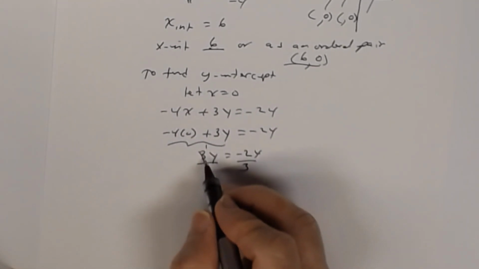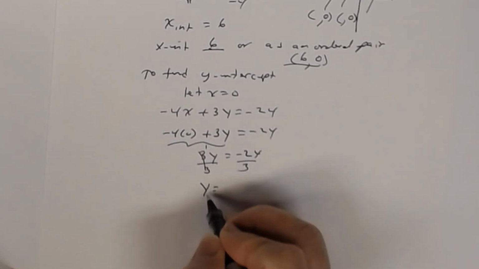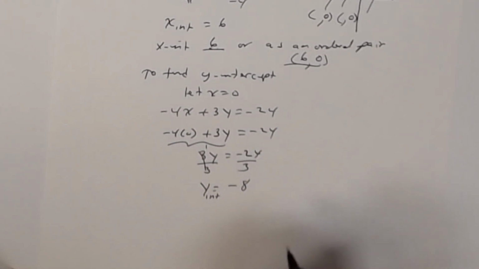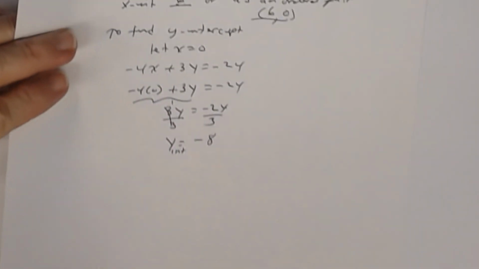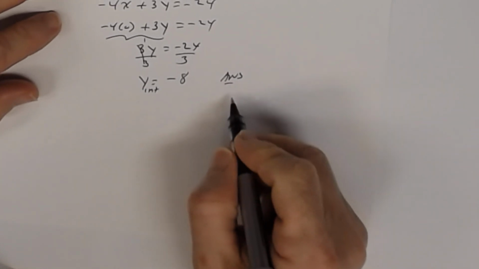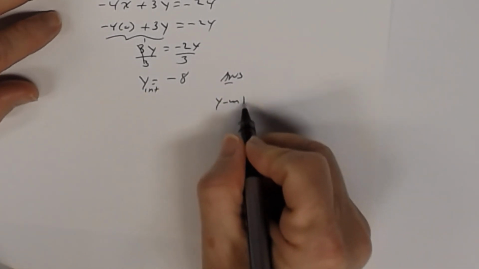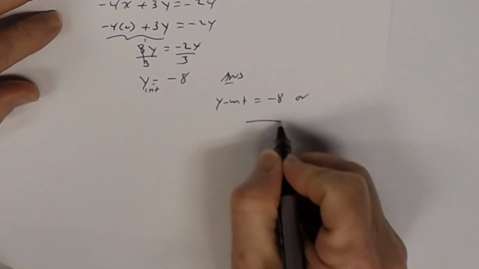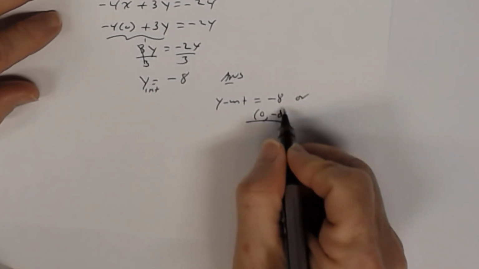3 divided by 3 is 1, and 1 times y is y. So I get my y-intercept to be negative 8, since negative 24 divided by 3 is negative 8. All right, now you're going to graph it. Oh, and by the way, how to write it: you would say y-intercept equals negative 8, or as an ordered pair, (0, negative 8).